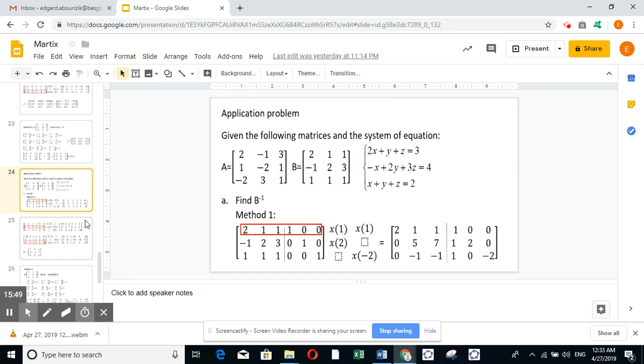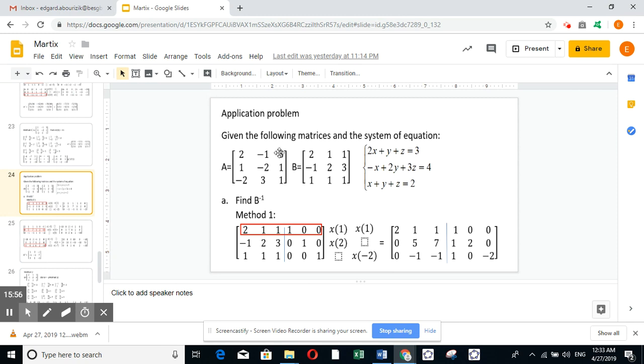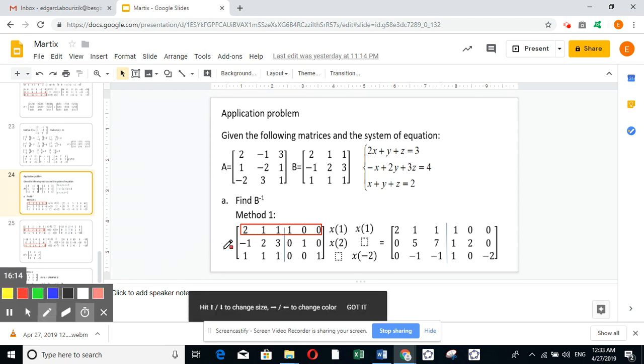Okay, now I have an application problem. We're reaching the end. So here, given these matrices, I need to find B inverse. I have two methods, as I'm going to repeat. If you didn't understand before, we're going to repeat it here. So I take this one, I put its identity because it is 3 by 3: 1, 0, 0, 0, 1, 0, 0, 0, 1. So I take this one to be the fixed one.